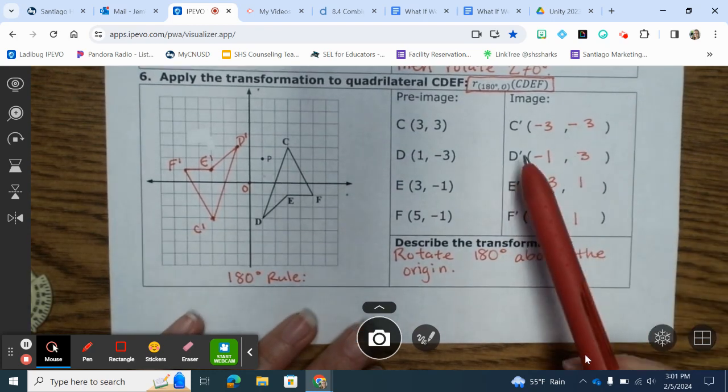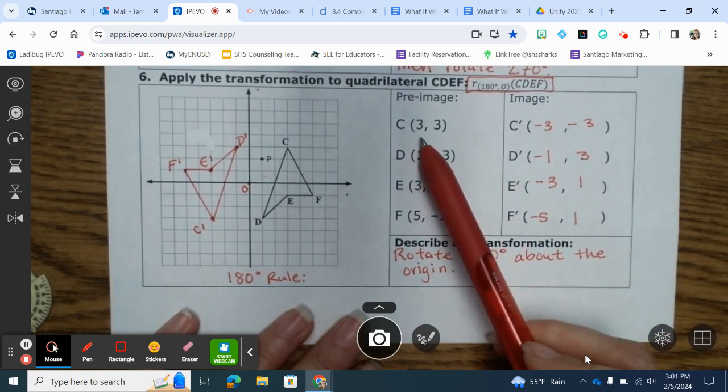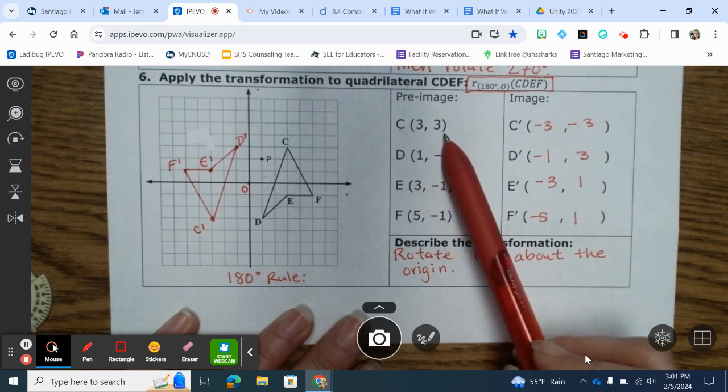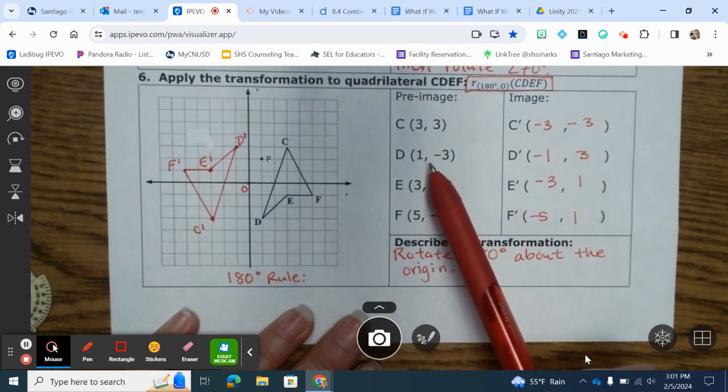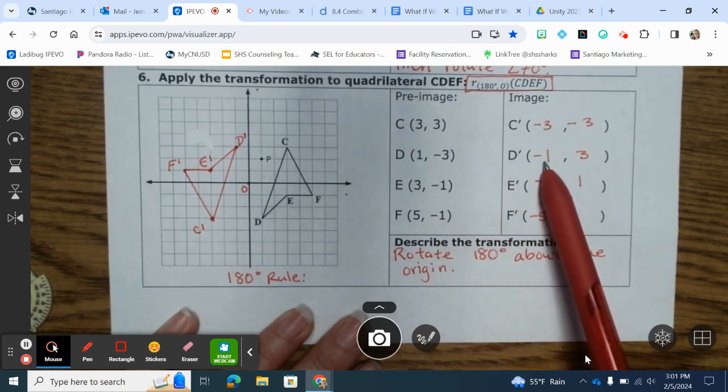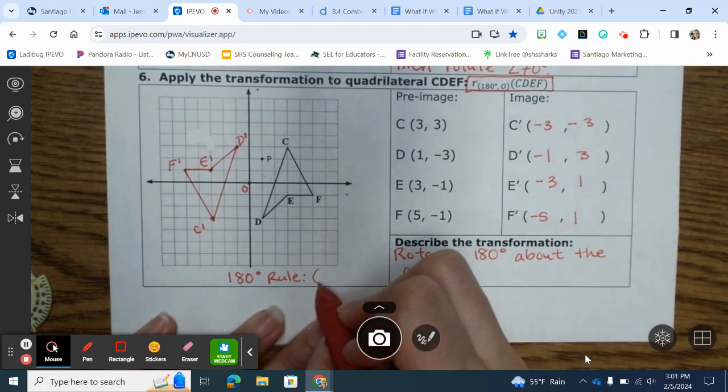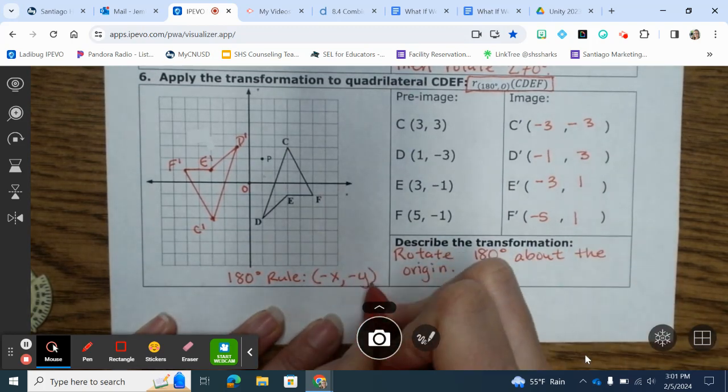The rule for rotating 180 degrees is that both signs change. So if this was 3, 3, now it's -3, -3. 1, -3, the 1 becomes negative, the 3 becomes positive. So it's going to be a -x and then -y.